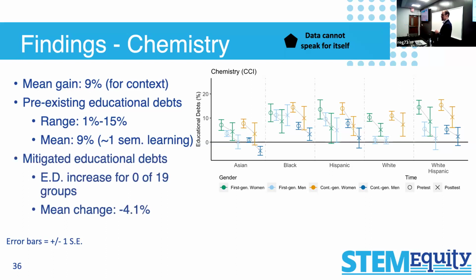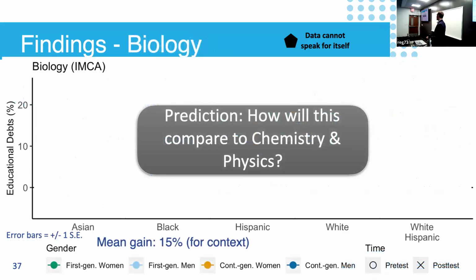These educational debts increased for none of them. They decreased for all of them. And with a mean change of 4.1%, that's a meaningful difference, right? If a semester's worth of learning is 9%, they got almost half that back. So there's some good and some bad here. Much larger initial educational debts, but a positive change. All right, let's do biology.